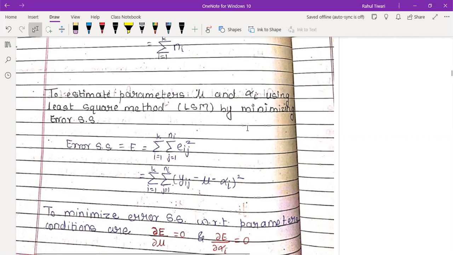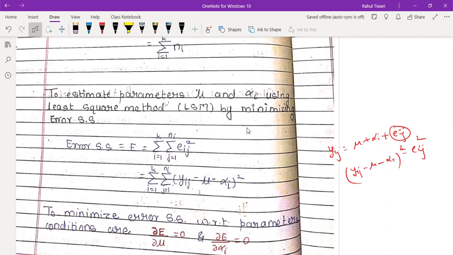Now what is your e_ij? What is your model? Y_ij is equal to mu plus alpha_i plus e_ij. So what is your e_ij? It will be Y_ij minus mu minus alpha_i, right? So the square will be this. That is the substitution, right?